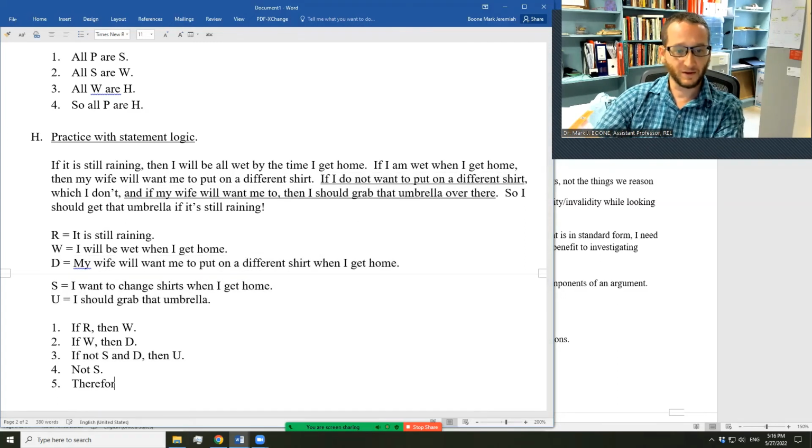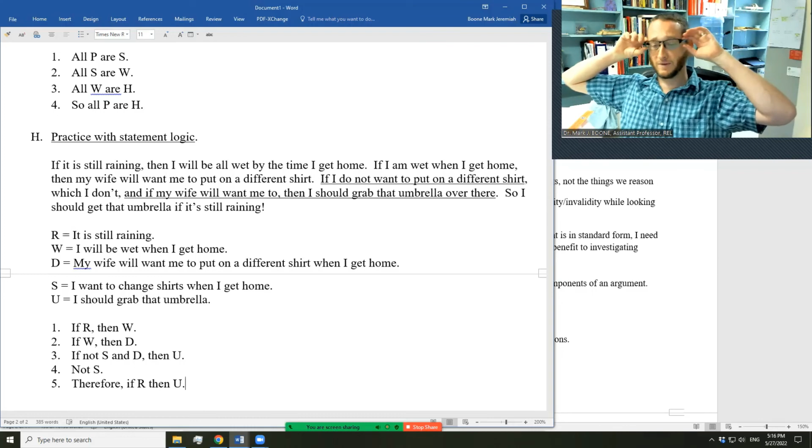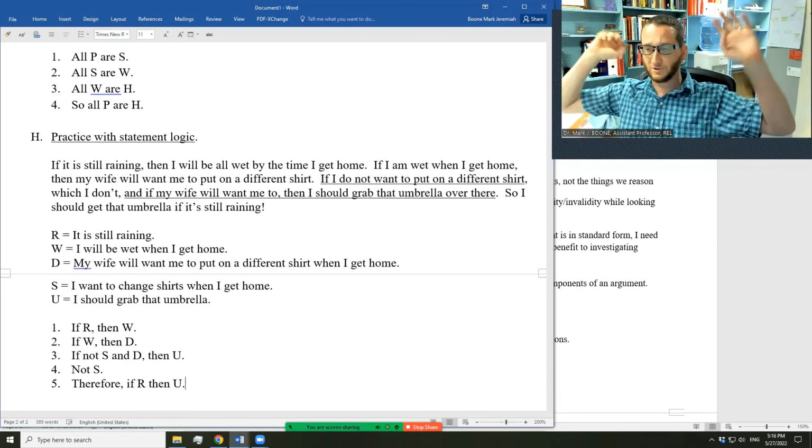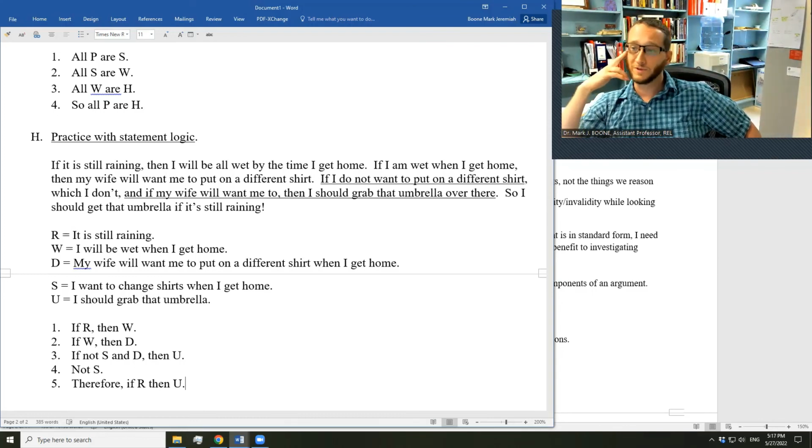Therefore, the conclusion is if R, then U. If it's still raining, then I should grab the umbrella. And now I've concluded that this argument is just fine. There's nothing weird with how it's laid out. It's just harder to get it into standard form than usual. Maybe it's good that we have this one. Maybe I should have gone with a much simpler one.